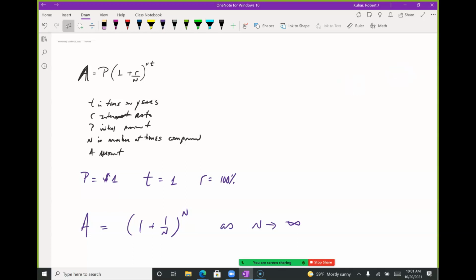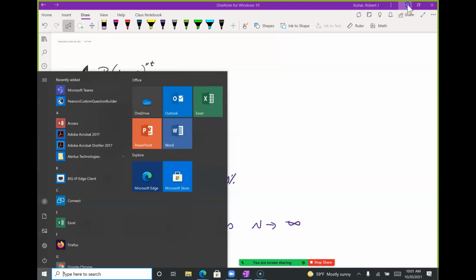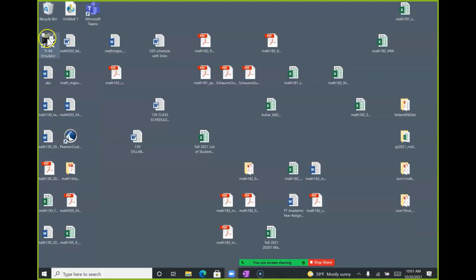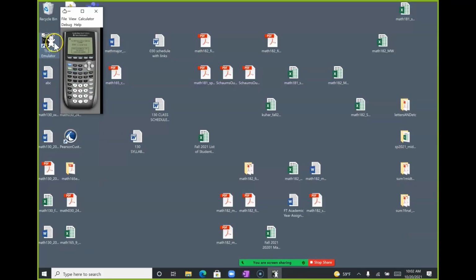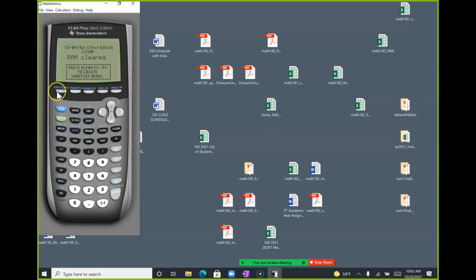Let's go to our calculators. And I want to put in the 1 plus 1 over x. I can't use n, right? 1 divided by x, close parenthesis, raised to the x. And everybody with me there?